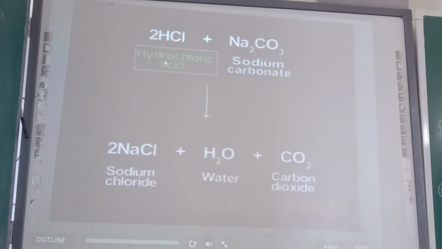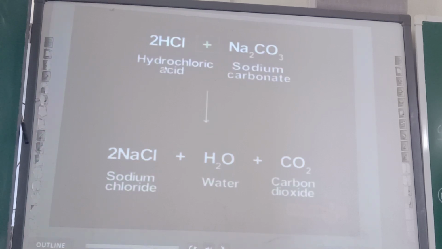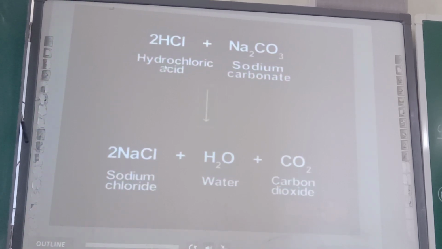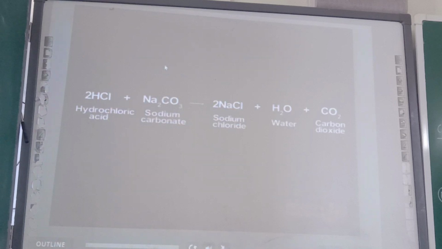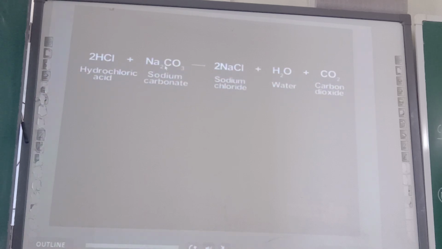Here, hydrochloric acid plus sodium carbonate gives sodium chloride plus water plus carbon dioxide. The plus sign indicates that hydrochloric acid is reacting with sodium carbonate, and the arrow indicates the direction of the reaction. Here, hydrochloric acid is reacting with sodium carbonate to start a chemical reaction. So, these are the reactants of this chemical reaction.